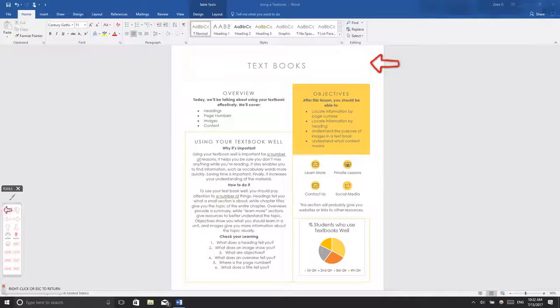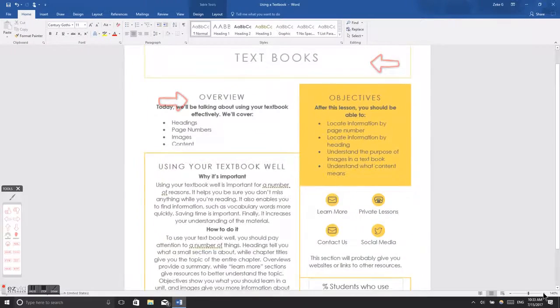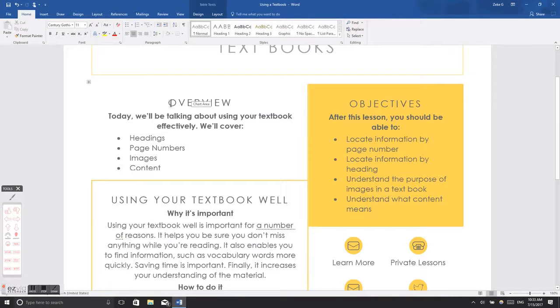At the beginning of the chapter, it's also very possible that you'll see a chapter overview, or at the beginning of each lesson, you might see a lesson overview. The overview tells you what that lesson is going to be about. So in this case, I'll read it out loud in case you can't see the words, but I can zoom in too. In this case, the overview of today's lesson says, today we'll be talking about using your textbook effectively. We'll cover headings, page numbers, images, and content.